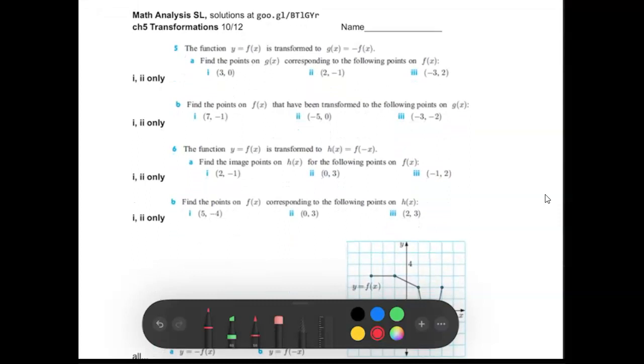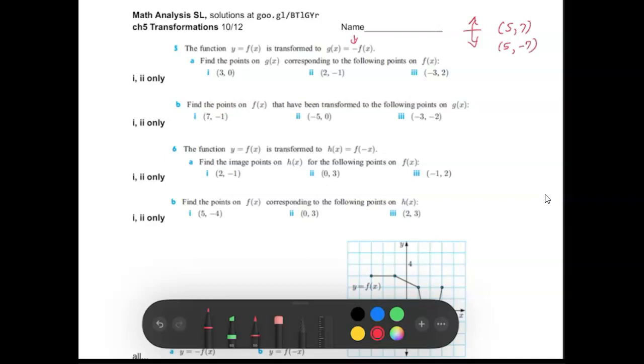The function y equals f of x is transformed, and we can see here that it is going to be a vertical reflection over the x-axis, right? Because the negative is on the outside. So it says find the points on g of x corresponding to the following points on f of x. Now remember, whenever you do a vertical reflection, if you have two coordinates, you're going to leave the x coordinate the same because it doesn't move, and then you're going to make the y coordinate the negative of whatever it was.